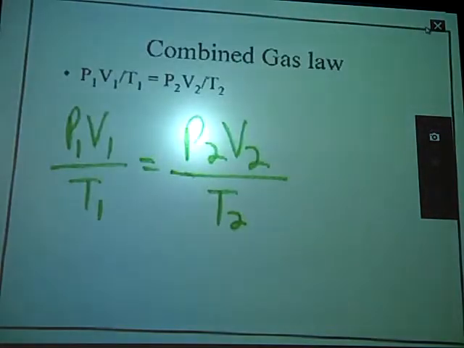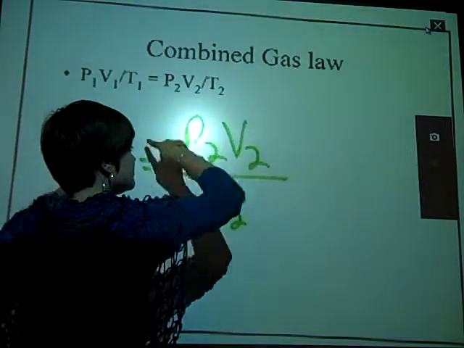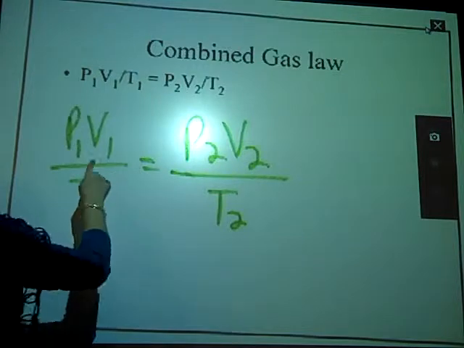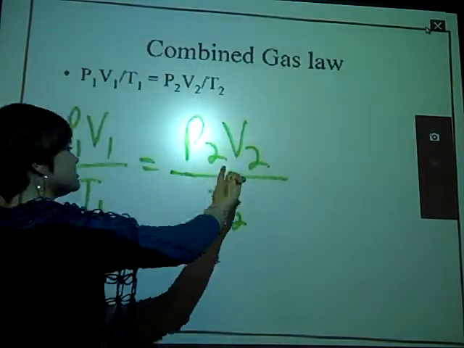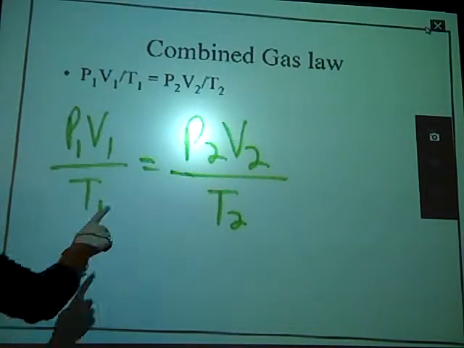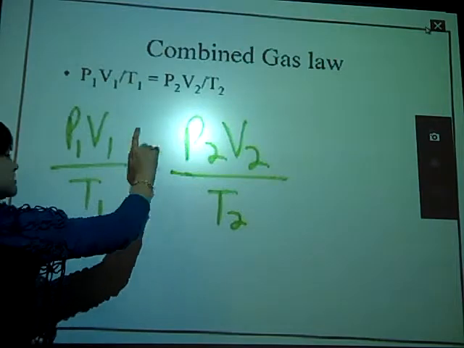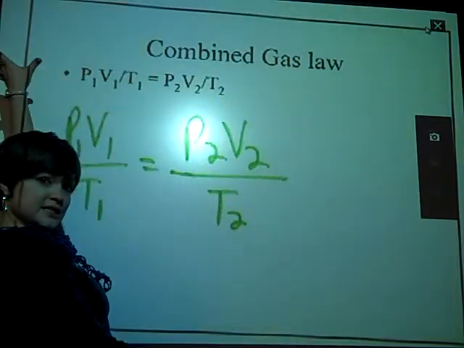Our next one is everybody's favorite. This is the combined gas law. So all we've done is we've taken Boyle's and Charles's and Gay-Lussac's and we've mixed them all together. Here's Boyle's right here, P1 V1 equals P2 V2. Here's P1 over T1 equals P2 over T2, our Gay-Lussac's law, and here's Charles's, V1 over T1, V2 over T2.